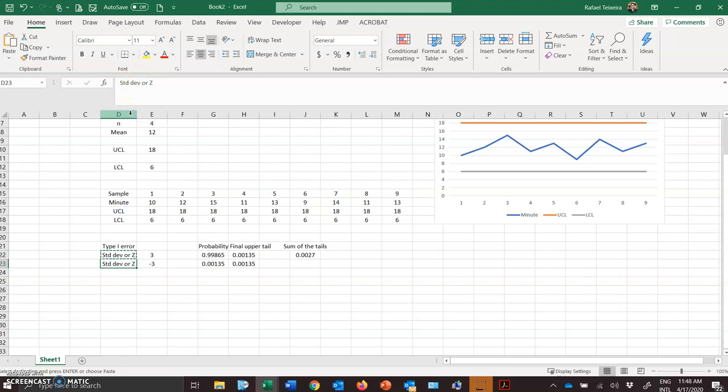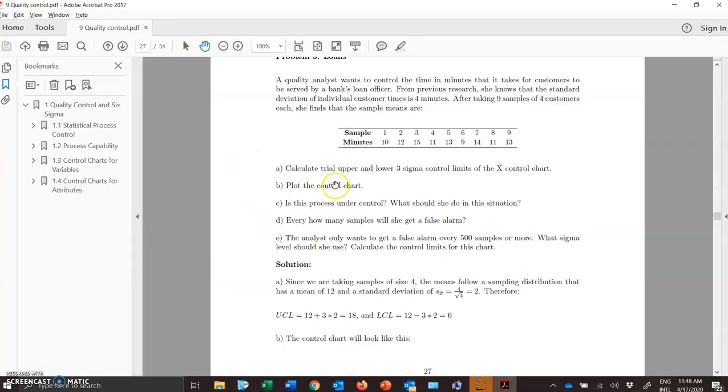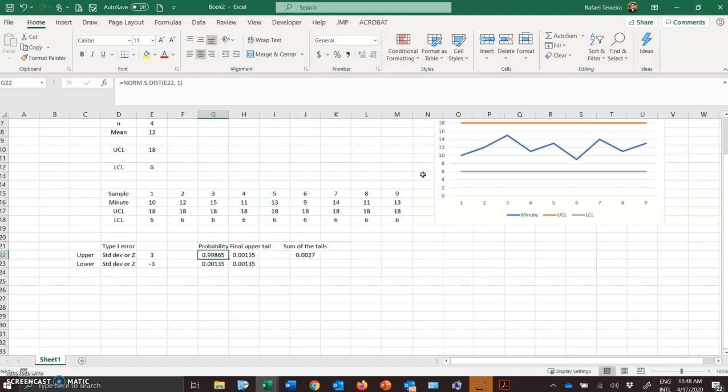Let's do this just to make it clear to you. Upper, lower. This 3 comes from the problem. The problem says upper and lower 3 sigma control limits, so this is where it's coming from. And then we have the sum of the tails here. Now we're going to compute the probability. Oh, I'm sorry, this is the probability.